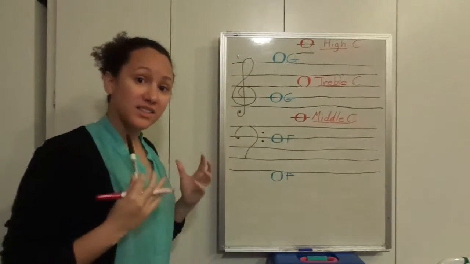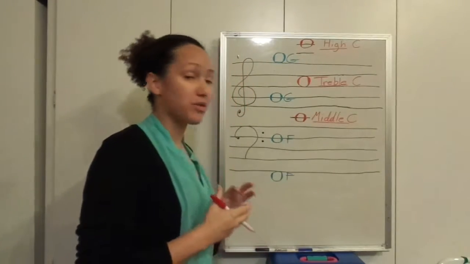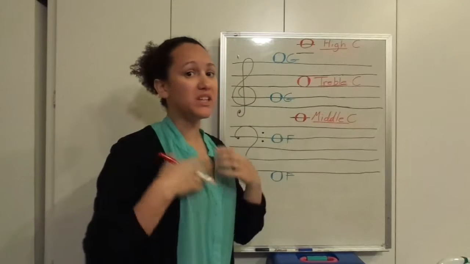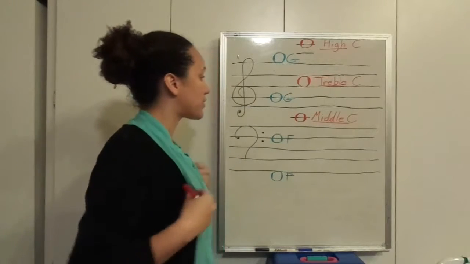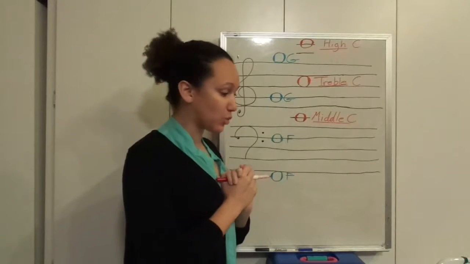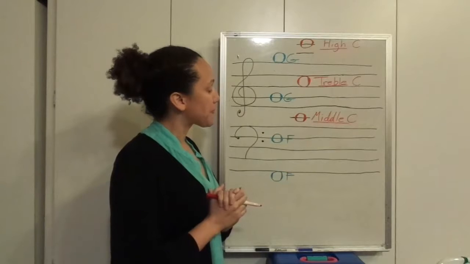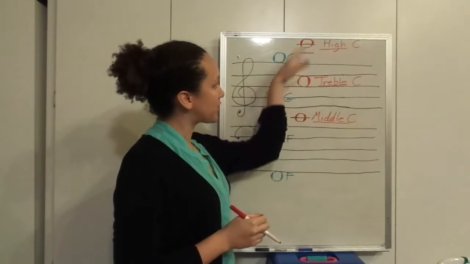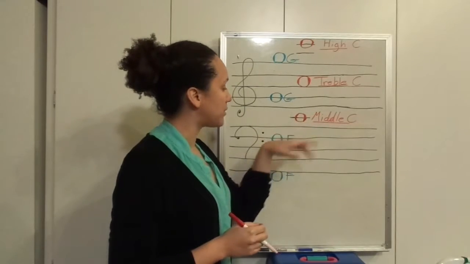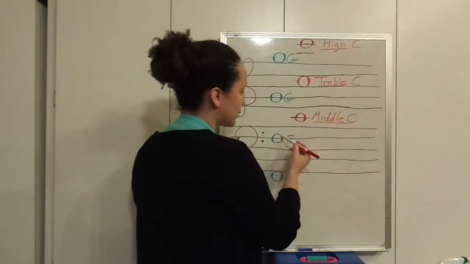Now, because C is so common, there's so many songs that use C, whether they're for beginners or intermediate or advanced, whether they're for singers or instrumentalists or pianists or whole orchestras. C is just so common. So not only do we have names for the higher ones, and of course the middle one, we have names for the lower ones as well. So let's find those. We're going to go down.